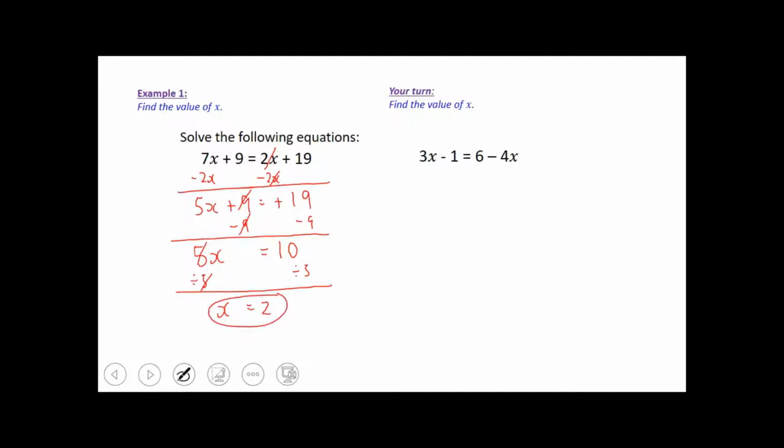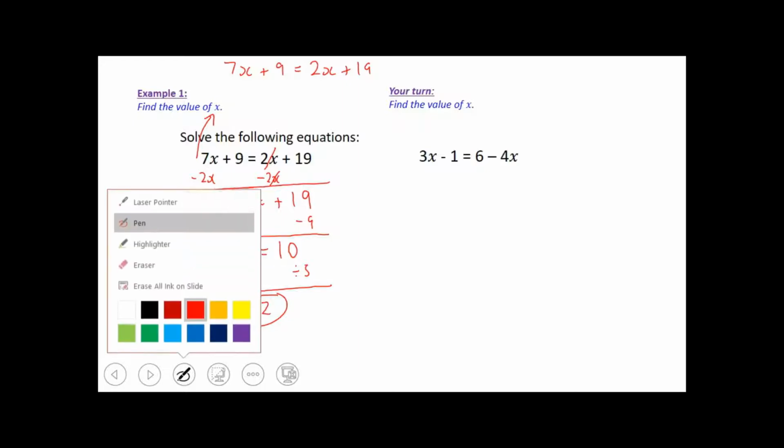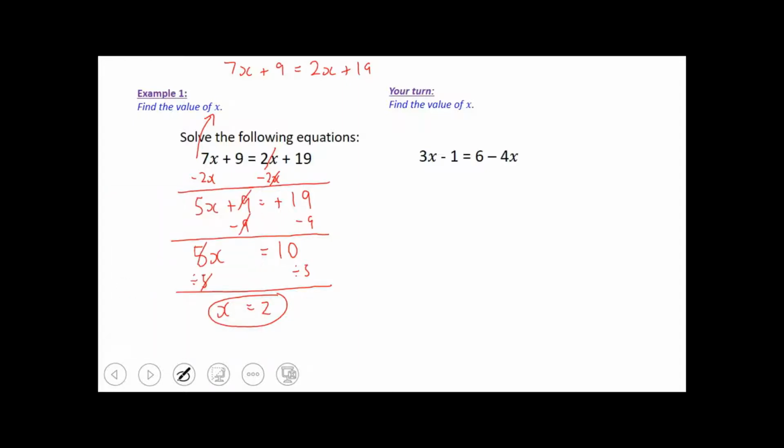Now what we can do is substitute our answer back into the equation up here. So if I write this equation out again, 7x plus 9 equals 2x plus 19, all I'm going to do now is replace x with my final answer, x equals 2. So 7 times 2, every time I see an x I replace it with a 2, plus 9, and then you've got 2 times x, which is 2, plus 19 this time.